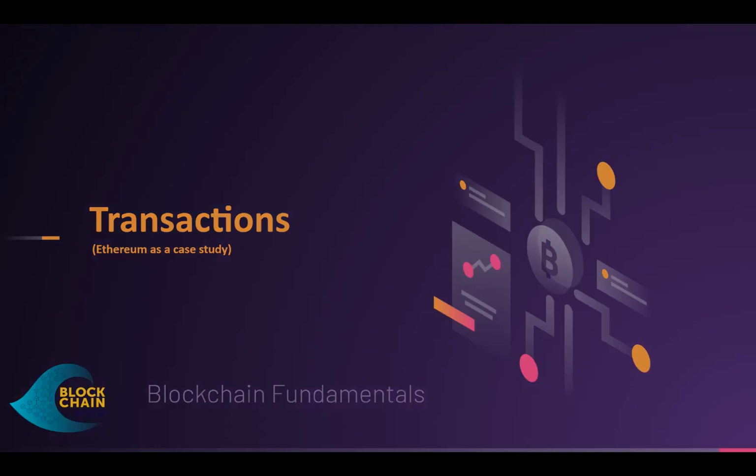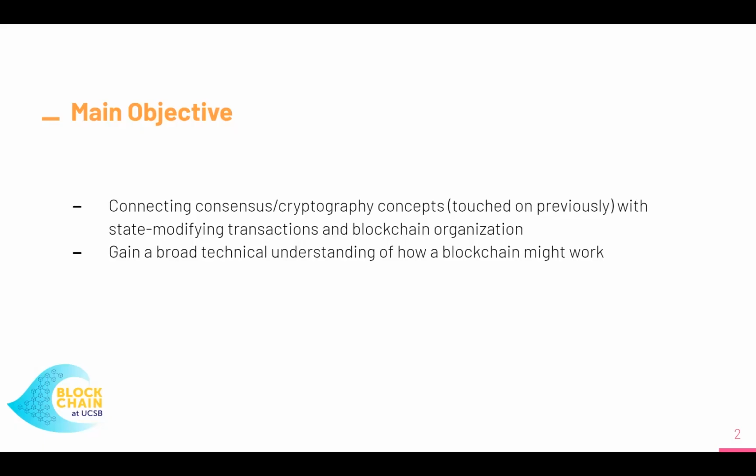Cool. So the main objective for today, we're going to be mainly focusing on connecting some of these past course concepts and then looking at it through the lens of transactions. So we're going to be looking at consensus and cryptography concepts through the lens of transactions and how it interacts with the blockchain organization. Another goal for today is to gain a broader technical understanding of how a blockchain might work. And yeah, so we'll be going through some summaries of past courses as well. So hopefully that'll be helpful for you guys.